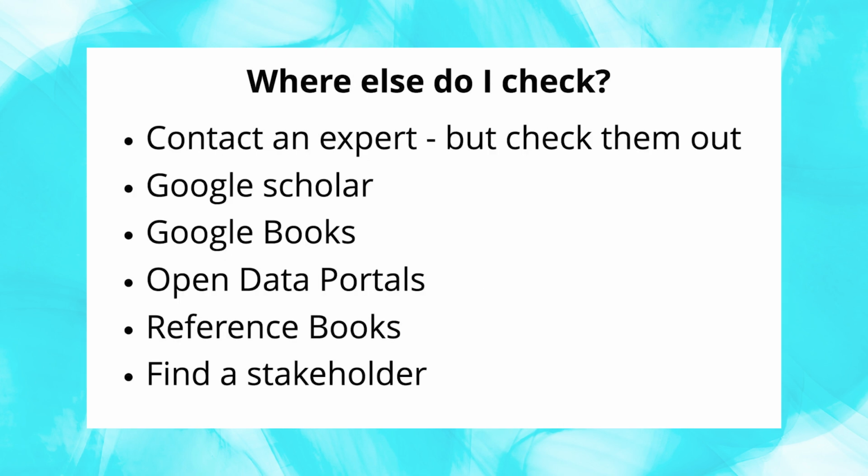You can also refer to secondary sources. Experts, make sure to check them out, background them, make sure that they haven't been called out as wrong on other occasions. Look at Google Books, Google Scholar, open data portals. Find a stakeholder organization to check with. Reference books, any contemporaneously published articles at the time a thing happened.